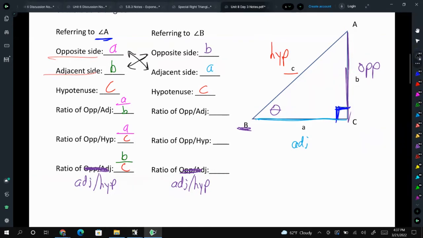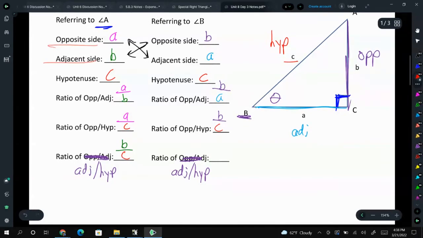Now the ratio, the opposite over the adjacent. The opposite over adjacent is going to be B over A. Let me use the same colors. The opposite over the hypotenuse, okay, the opposite is now B over the hypotenuse, which is C. And the ratio of the adjacent over hypotenuse, so adjacent is A over the hypotenuse, which is C.